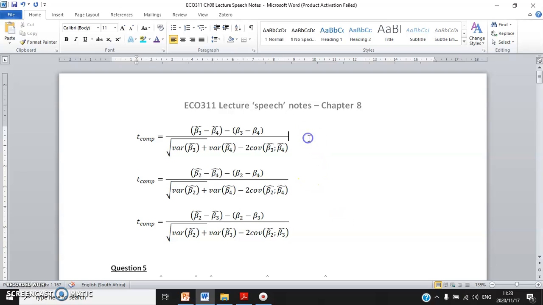But remember, you have to read the question to see which two parameters are of interest. So if it is about B3 and B4, then this is how your equation looks. And if it is about whether B2 equals B4, you just have to change these parameters a bit. Now you see B2 and B4.